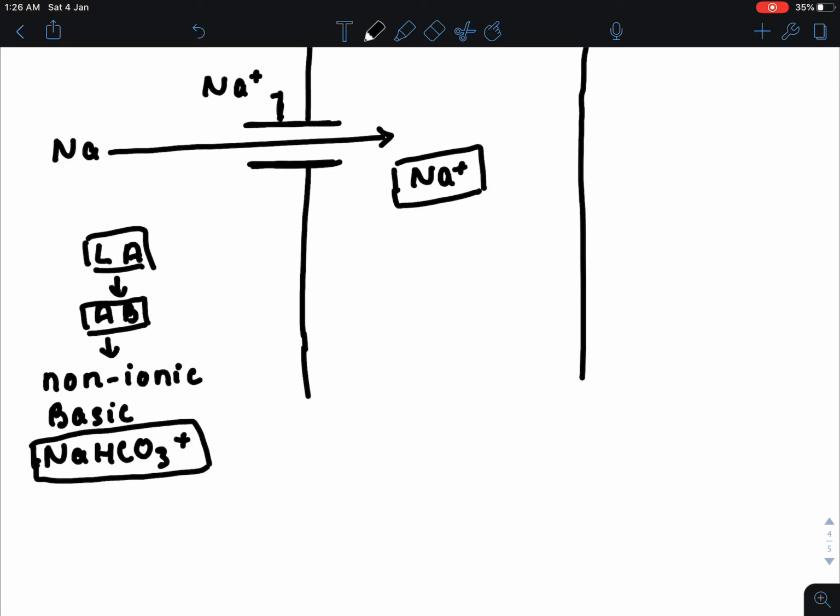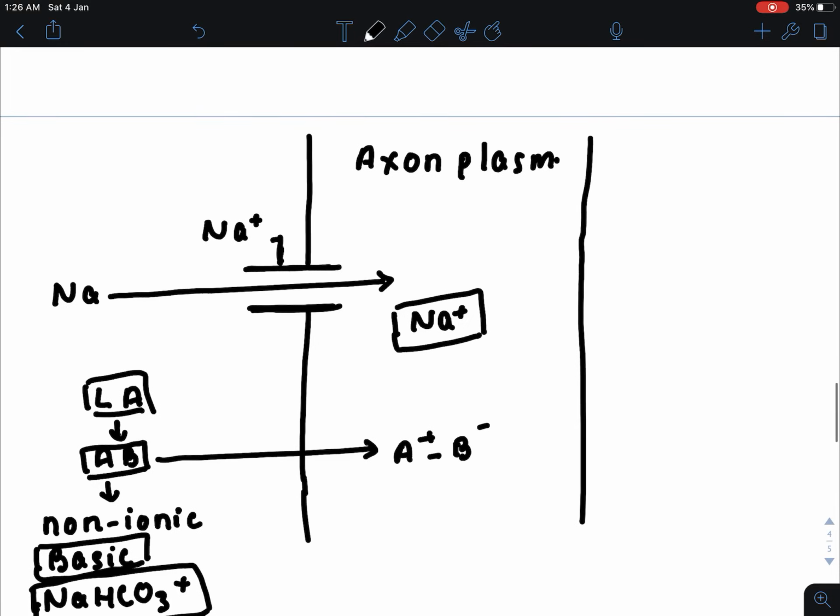So now local anesthetics will easily come inside the axonal membrane, and because it comes easily inside the axonal membrane, the onset of action of local anesthetics will increase. There will be faster activity of local anesthetics. Now just see here. This local anesthetic, which is basic in nature, when it crosses the membrane, it gets ionized. Why is it getting ionized? Because local anesthetic is basic in nature, and axoplasm is acidic in nature.